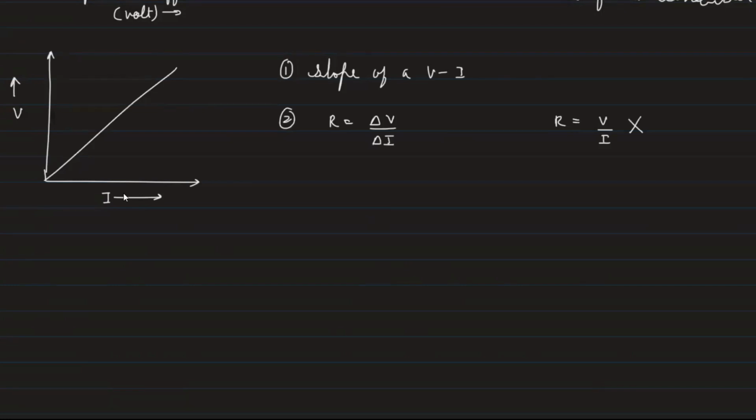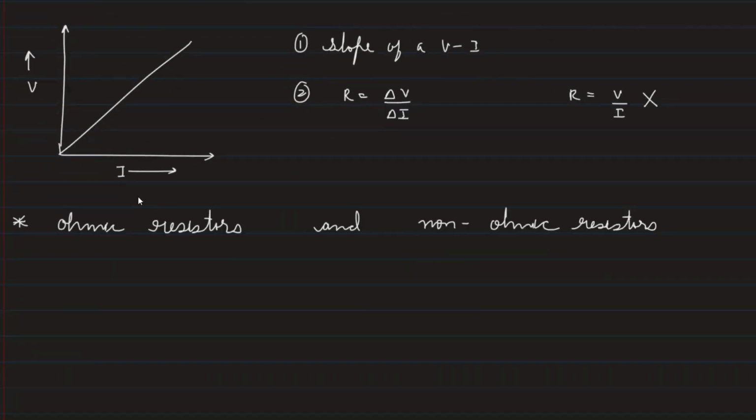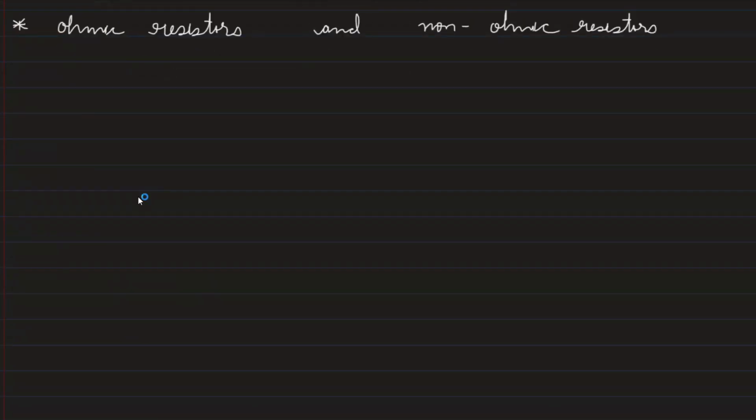Okay, delta, I hope you remember, it is change. So that is how you calculate the resistance. So resistors which obey Ohm's law are called ohmic resistors, and resistors which do not obey Ohm's law are called non-ohmic resistors. Okay, so the one which obeys Ohm's law, how do you know that they obey Ohm's law? The VI graph is a straight line for them.